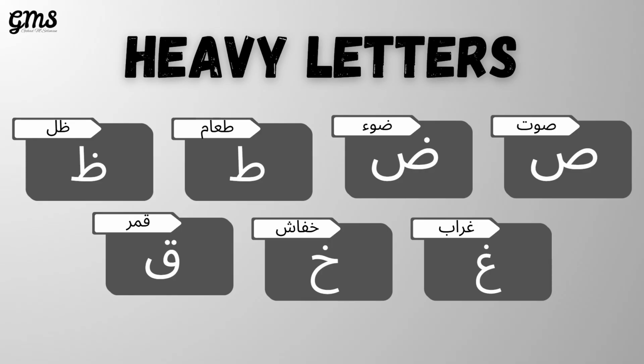Any other letter except these 7 letters and the lam and ra, is always light. But these 7 letters are always heavy. And they are collected in only one sentence, which is خص ضغط قظ. All the 7 letters are heavy letters, or we pronounce them with a heavy sound.